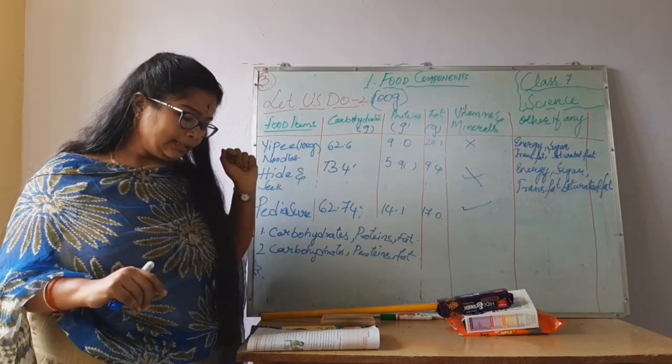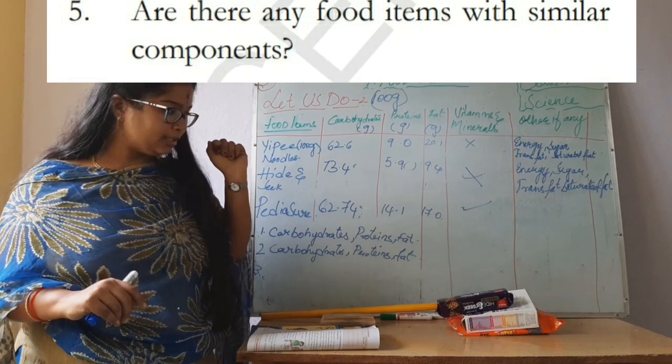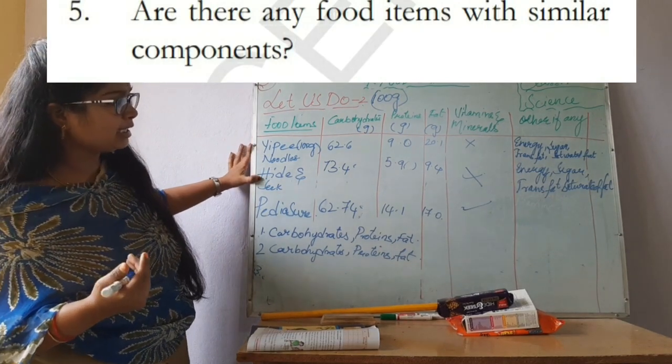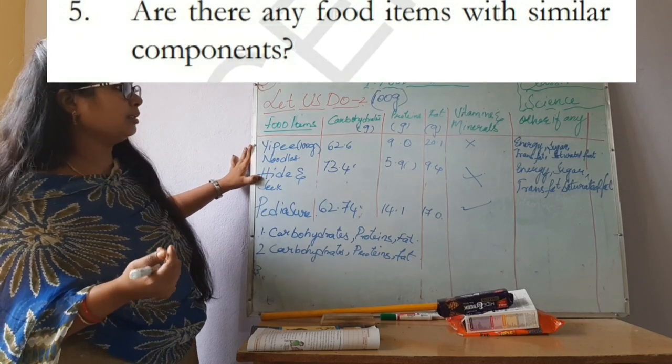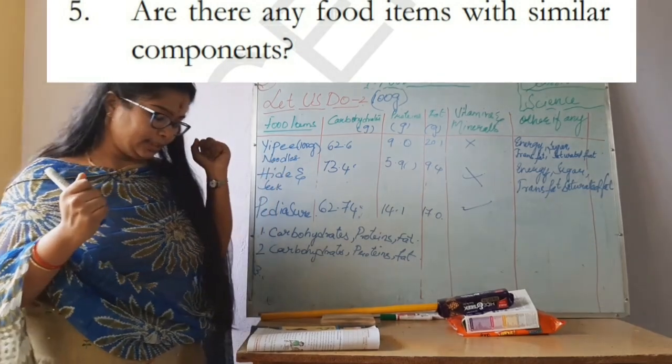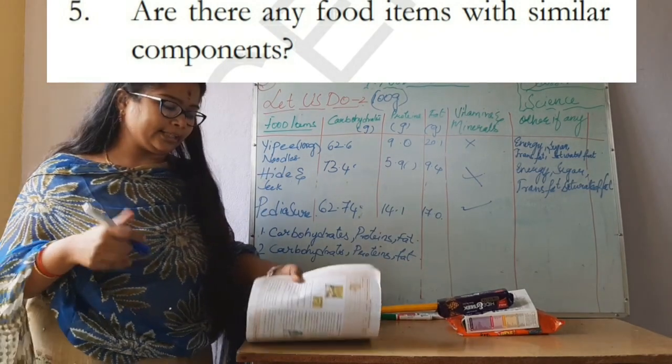Next, are there any food items with similar components? Yes. Our Yippee noodles and Hide and Seek. Okay, they are similar, you can say. Got it? And next, what are essential foods?